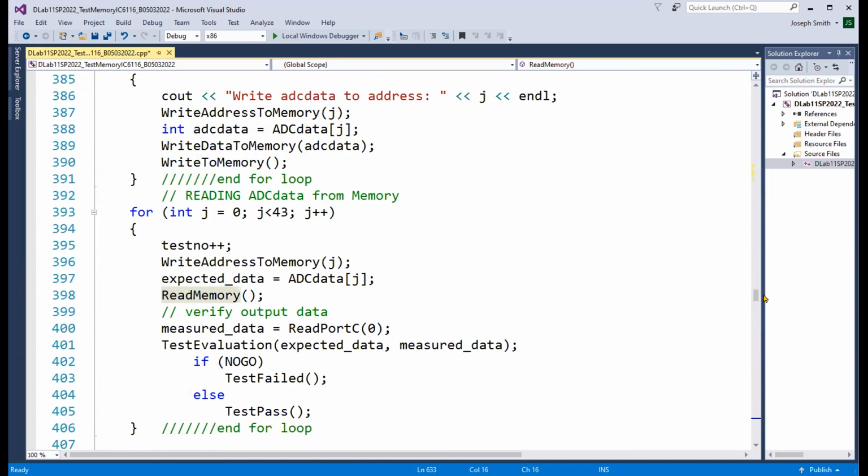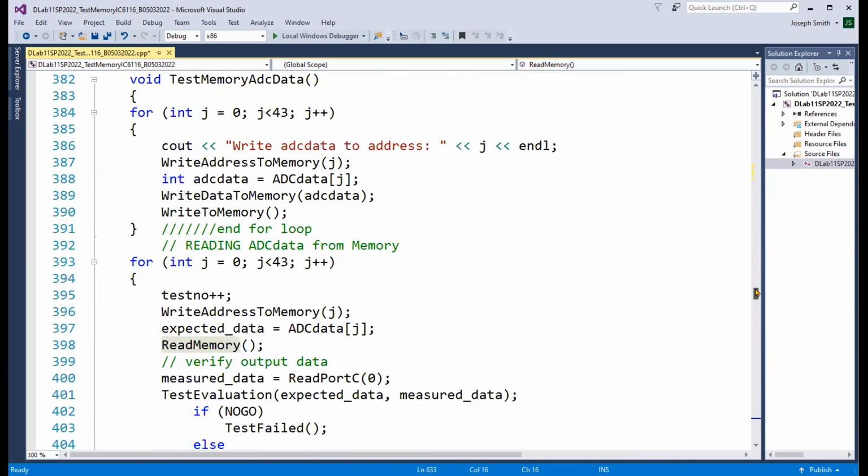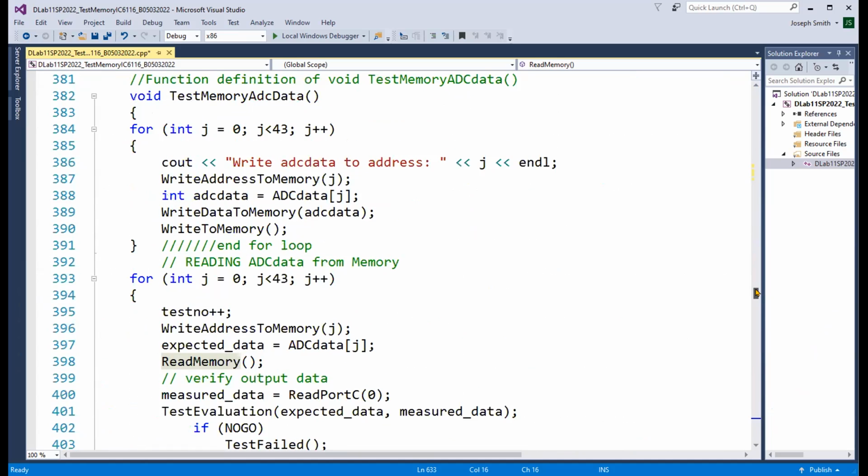So read there, so read memory, and then you've got measured data, read. Okay, so that should be there. Okay, so that looks good. Click on your phone, let me see. So we're going to be writing, that should be reading. I don't see anything with the ADC.